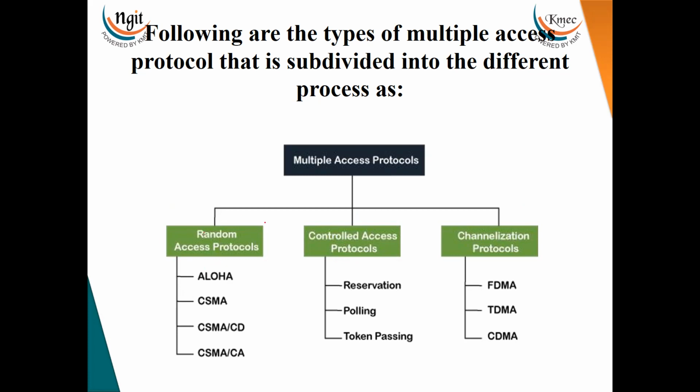Majorly, these multiple access protocols are divided into three types: the random access protocol, the controlled access protocol, and the channelization protocol. In random access protocols, we have Aloha, CSMA, and CSMA/CD. The controlled access protocols are reservation, polling, and token passing. In channelization protocols, we have frequency division, FDMA, TDMA, and CDMA. Now we will learn the in-depth explanation of all these.